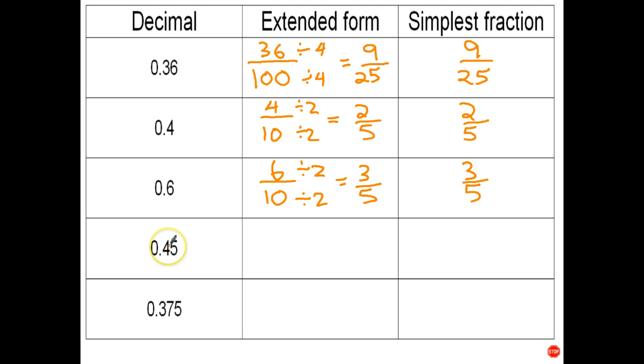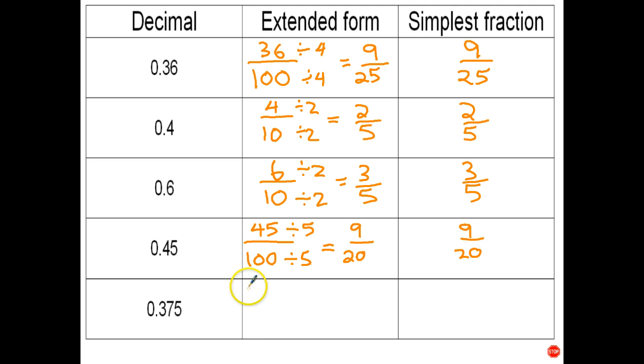Okay, 0.45, that's probably not one that you know, so let's see how you went on that one. So that's 45 over 100. Now, because that ends in a 5 and that ends in a 0, we know that we can divide top and bottom by 5. 45 divided by 5 is 9. 100 divided by 5 is 20. That's in simplest form, so that becomes 9 over 20.